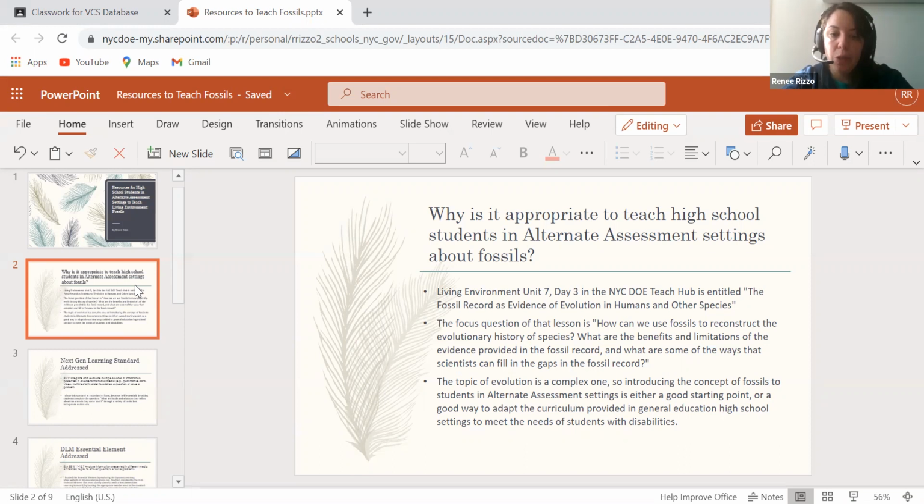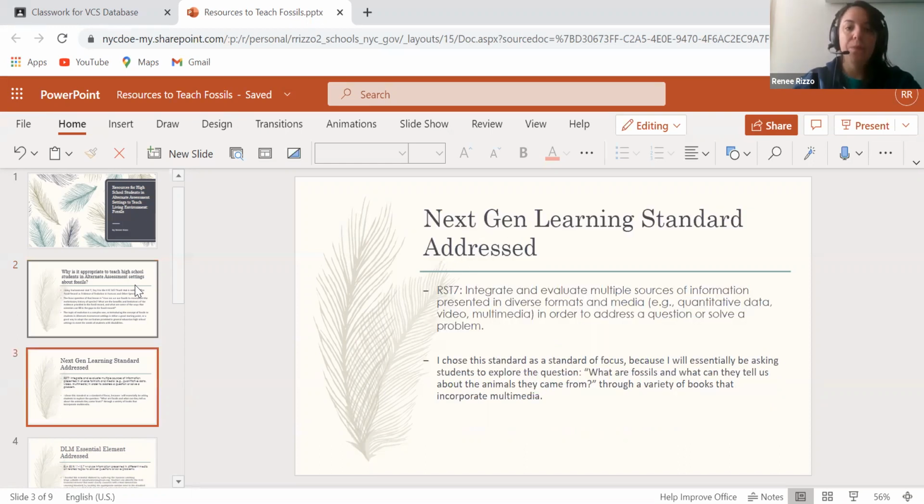The topic of evolution is a complex one, so introducing the concept of fossils to students in alternate assessment settings is either a good starting point or a good way to adapt the curriculum provided in general education high school settings to meet the needs of students with disabilities.